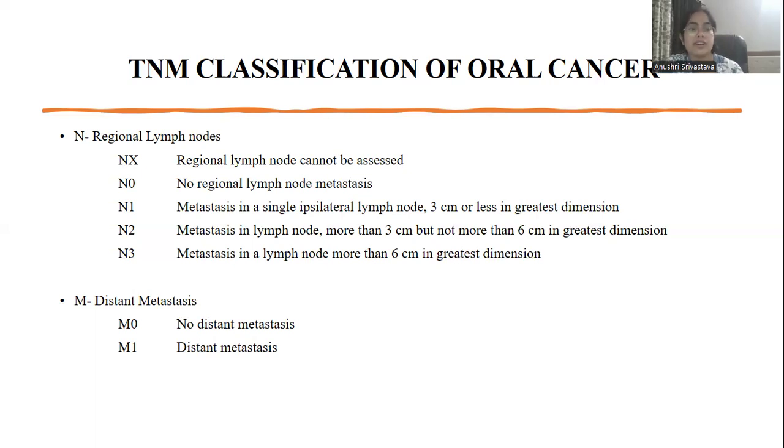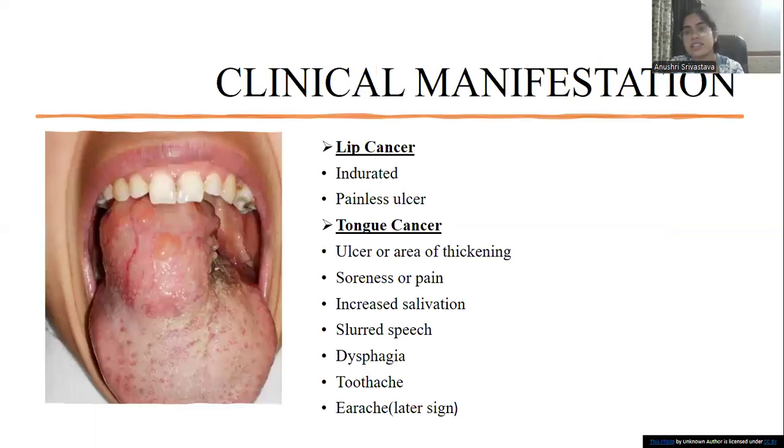Okay, so M0 means no distant metastasis. With distant metastasis, not only are the nearby organs affected, but also distant organs far away from the oral cavity, like when we get lung cancer or laryngeal cancer. Then only we can get M1. So M1 means distant metastasis, and M0 means no distant metastasis, the cancer is confined only to the area. Okay. So this is the TNM classification.